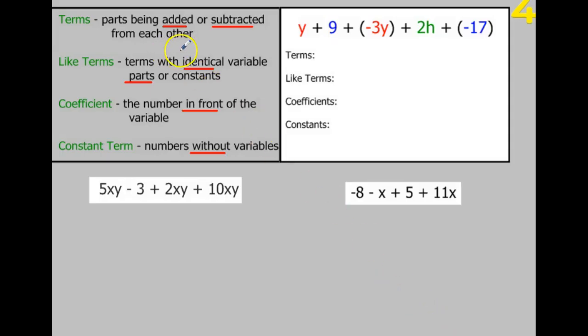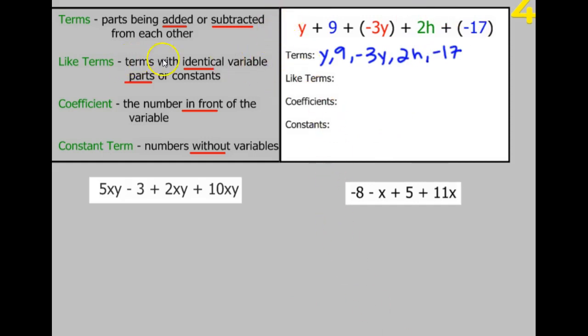Now we're going to get into some vocabulary. Our first term is parts that are added or subtracted from each other. We've been looking at an equation or an expression. Our terms are just the individual pieces. So our terms are y, 9, negative 3y, 2h, and negative 17.